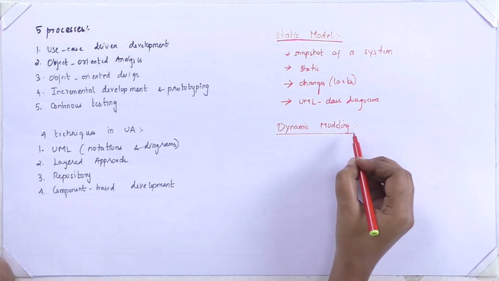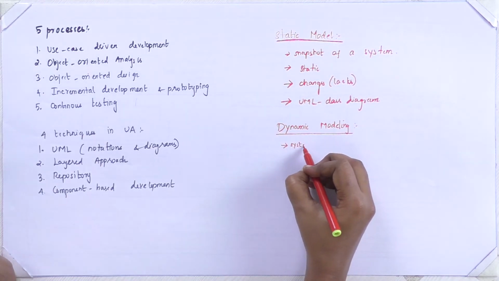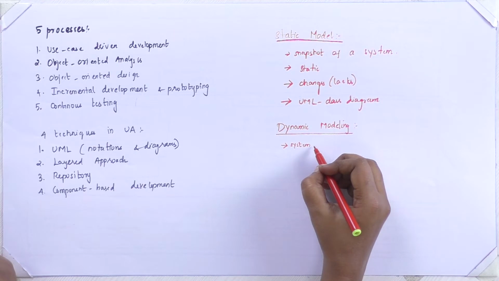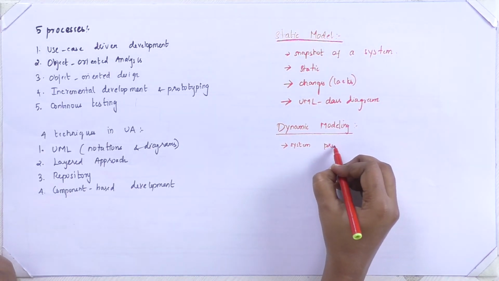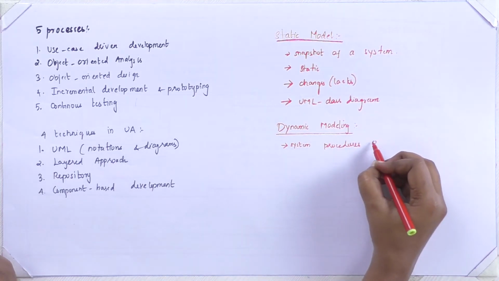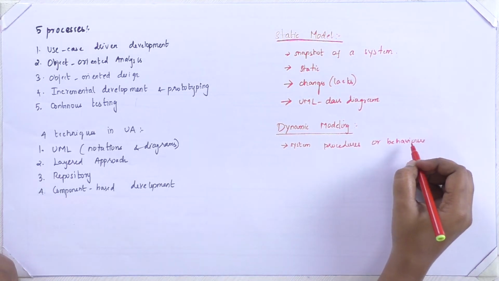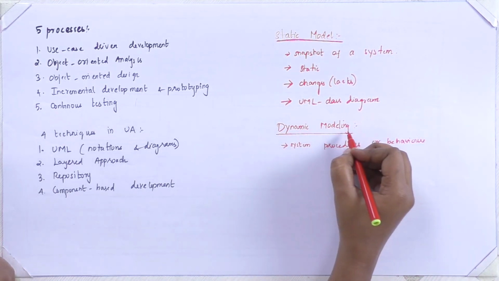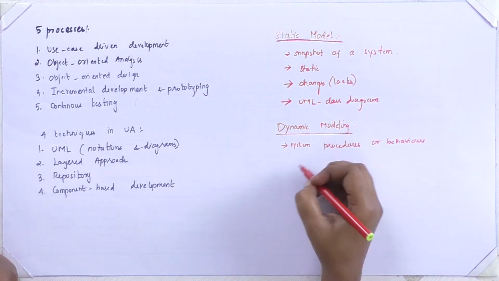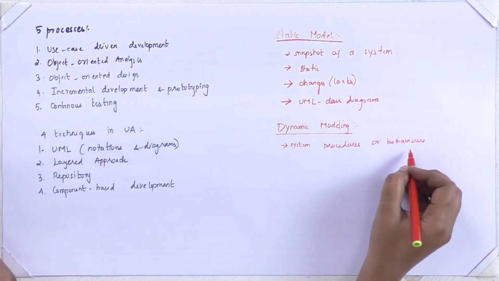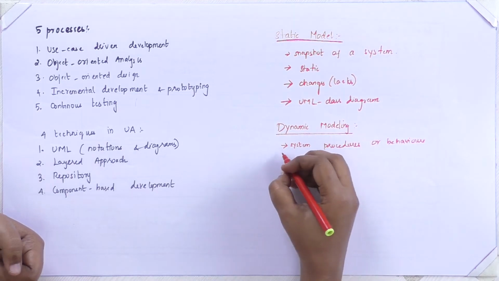The next is dynamic modeling. Dynamic modeling represents the system's procedures as well as its behavior. So it has a collection of procedures or behaviors of our system. These procedures and behaviors will be changing over time. That is why it is called dynamic modeling. So in dynamic modeling, you get the collection of procedures and behaviors of our system, and these change over time.